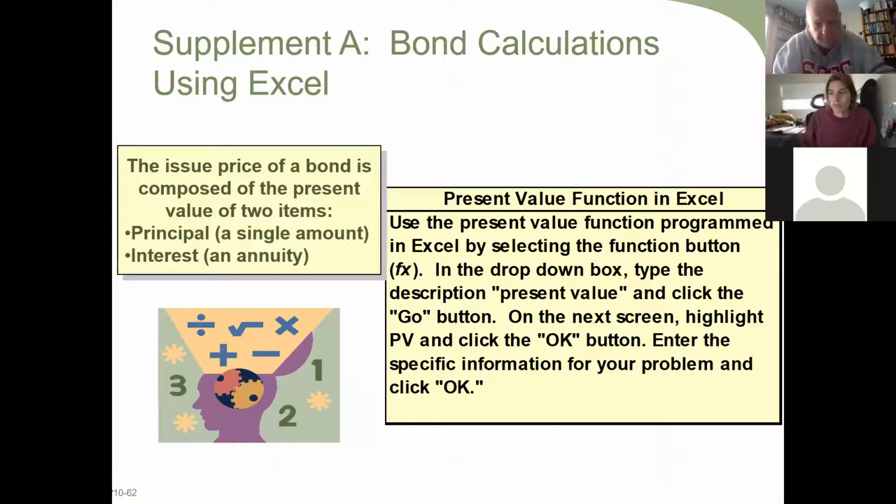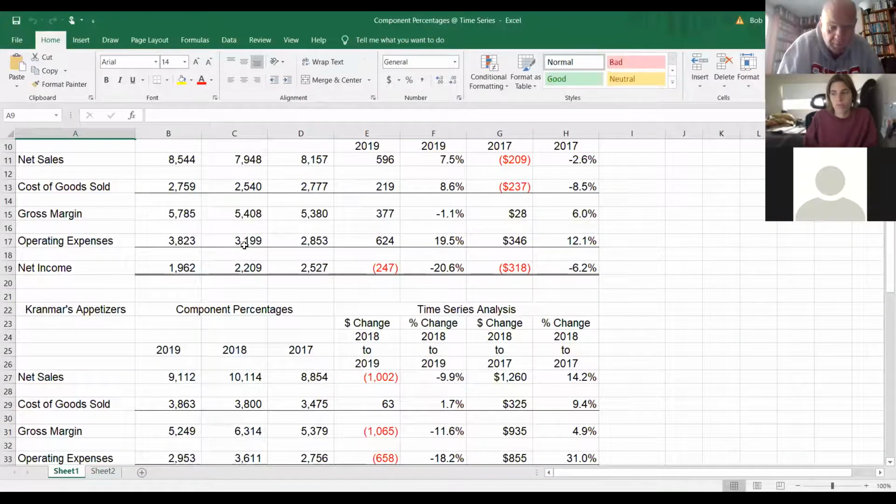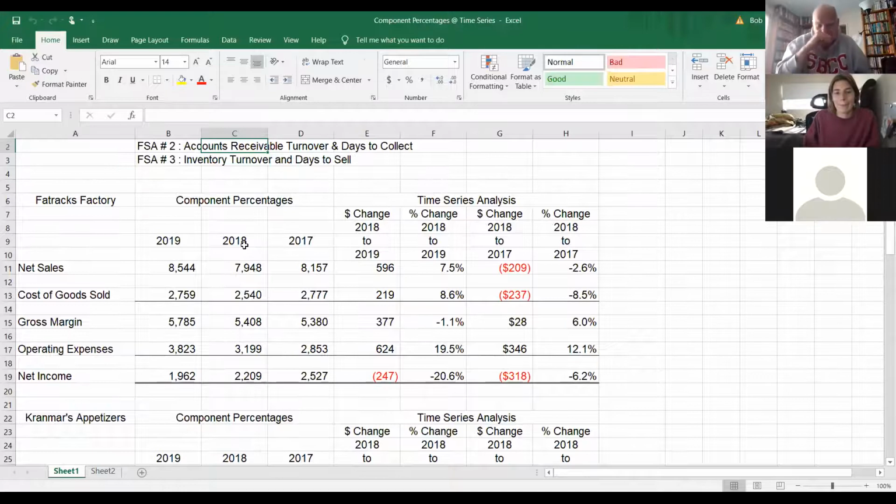Okay, hold on. FSA. That I should be able to find pretty quick. Can you see the Excel sheet now? Yeah. Okay. Here's what we're talking about.